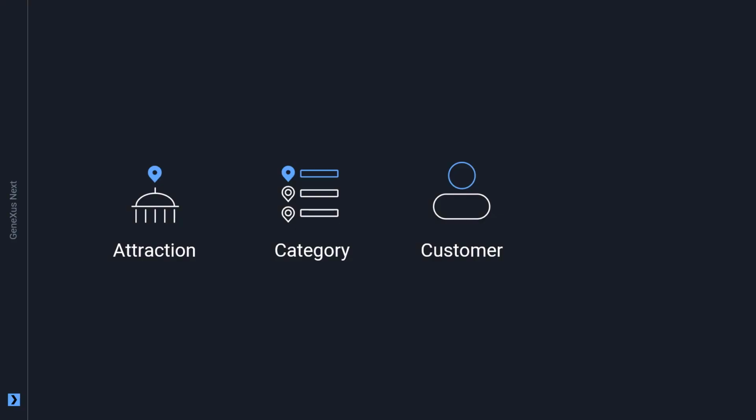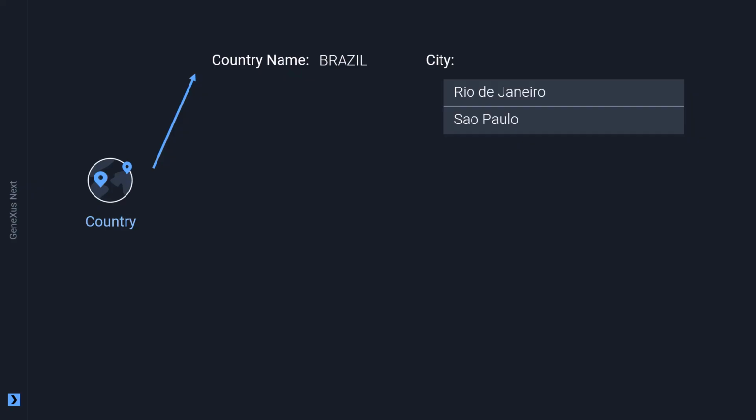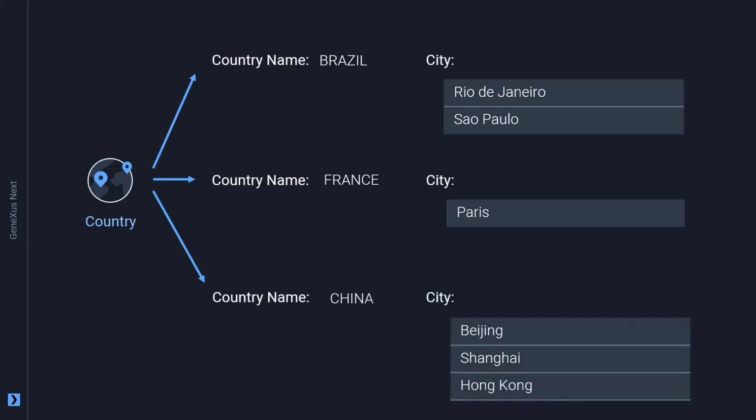In addition to the entities we already had, we will now add another one that will allow us to register each country, which will include information about its cities. For example, Brazil with these 2 cities, France with this city, and China with these 3 cities. So a new entity appears, country.